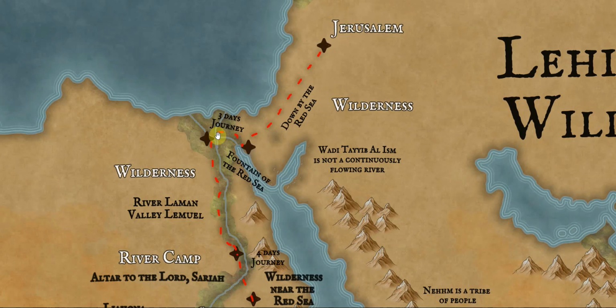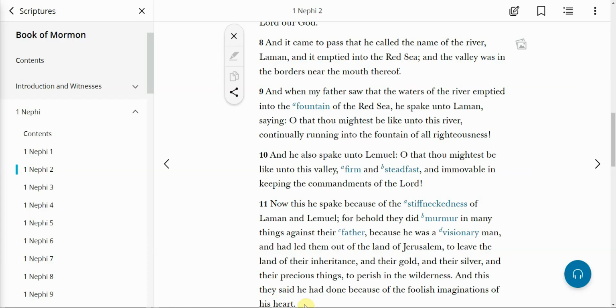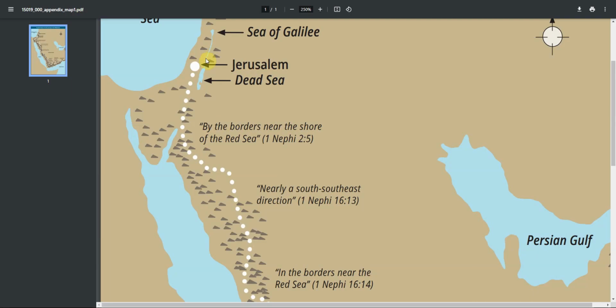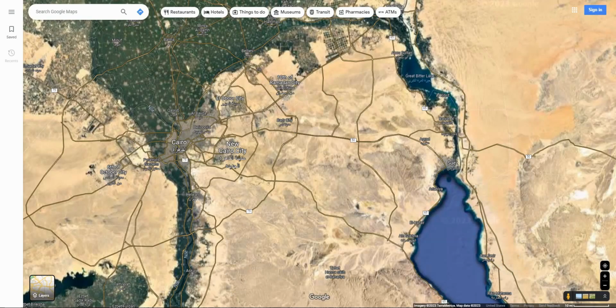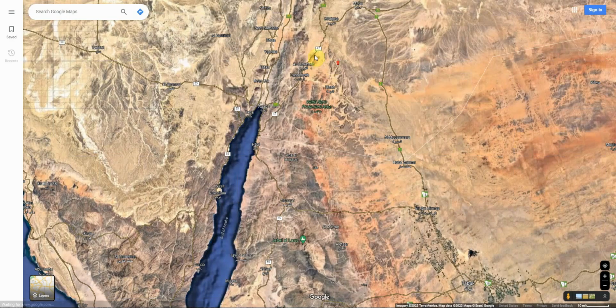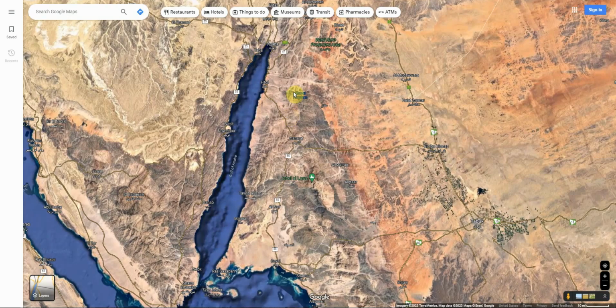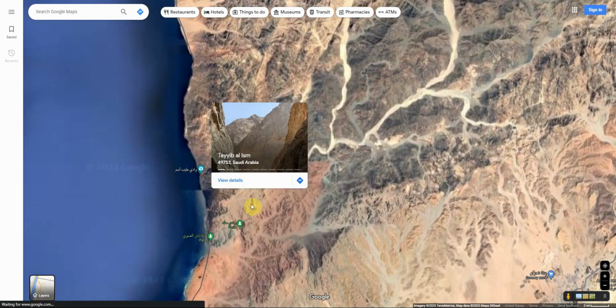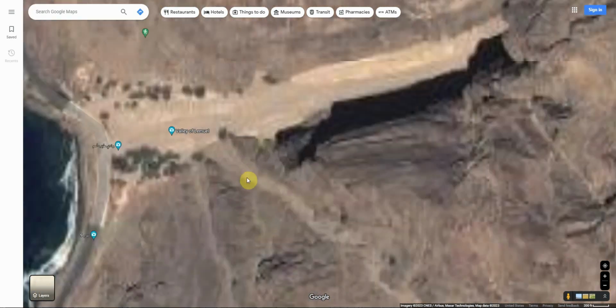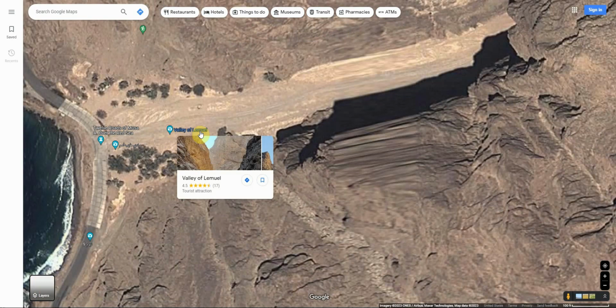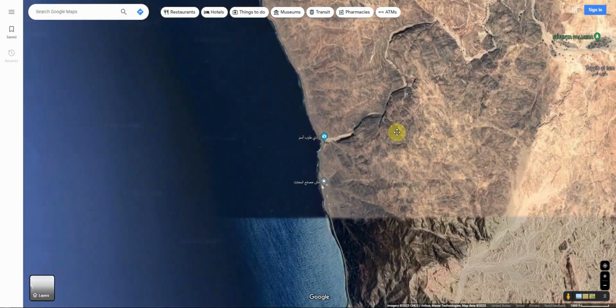Lehi came down to the Red Sea, took the 3-day journey, and the fountain is the Canal of the Pharaohs. Now, the mainstream version of what I've heard most is that the Valley of Lemuel and the River Laman is approximately here in something called Wadi Tayyib Al Ism. So, we look at a Google map. If Lehi came down to Aqaba, he then took 3 days' journey to Wadi Tayyib Al Ism right here. And if you zoom in on this Google map, you can see that someone actually wrote Valley of Lemuel on the Google map. So that's a Book of Mormon reference that someone's added to the Google map.